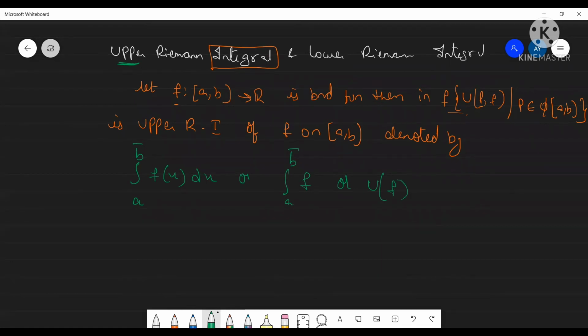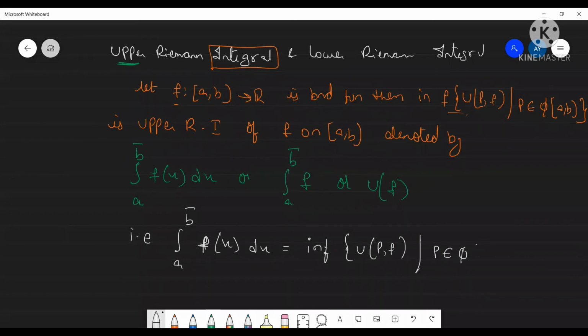How did we write upper Riemann sum? We wrote it as U(P, f), that is partition with the function. Here we are just writing upper Riemann with the function. This is defined as integral a to b, bar, f of x dx. This is the actual notation for this. Integral a to b, bar, f of x dx is equal to the infimum of U(P, f) such that P belongs to the set of partitions of [a, b].